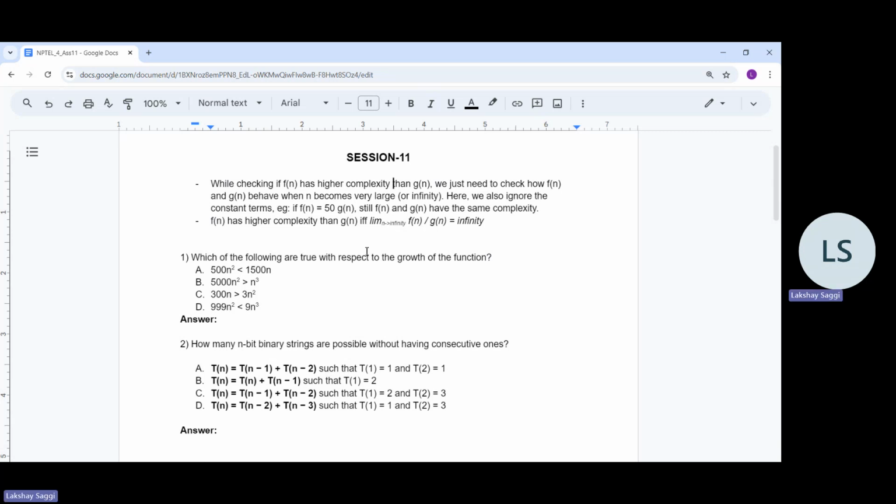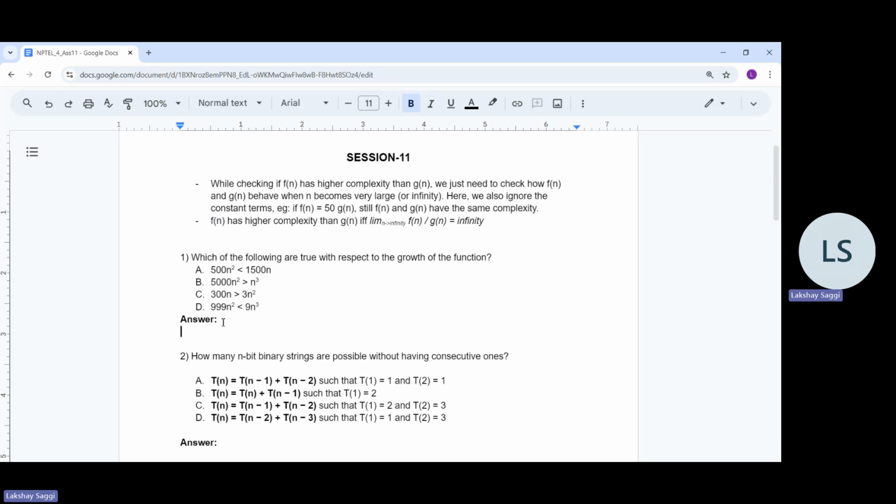Complexity of a function and growth of a function are two terms which can sometimes be used instead of one another. These two are equivalent terms in computer science, used interchangeably. So this just means: which of the following is true with respect to complexities of the functions. Maybe we can go option by option.